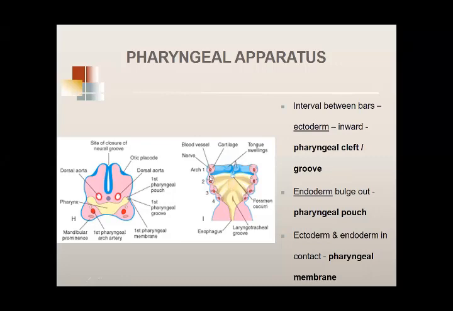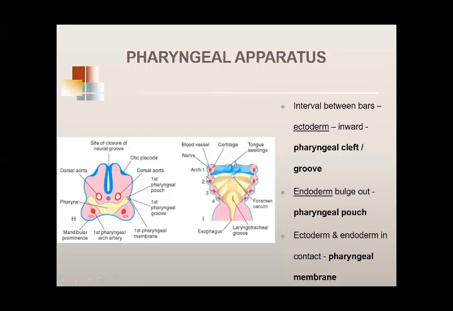endoderm bulges out, this endoderm bulges outwards, and this structure that is formed by the bulging out of endoderm is called a pharyngeal pouch. Okay? On the outside, you have ectoderm, and this is loose mesenchyme.